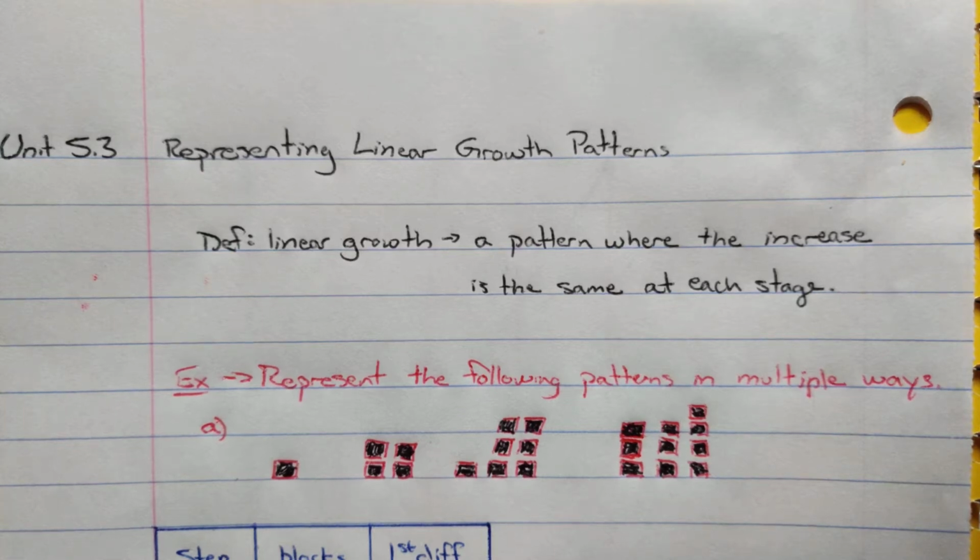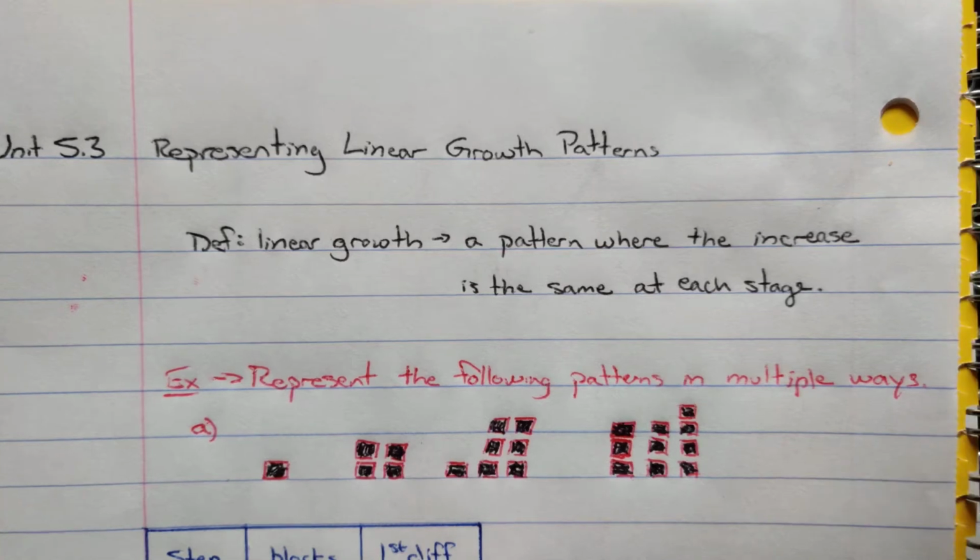In this section, we're going to look at representing linear growth patterns. What that really means is that in a linear growth pattern, we're just increasing with a constant rate of change, and we usually recognize it from some model of things increasing.